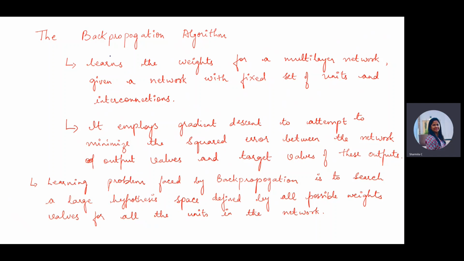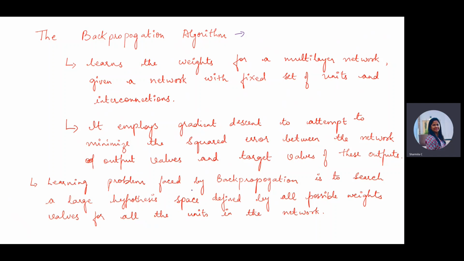The backpropagation algorithm employs gradient descent to attempt to minimize the squared error between the network output values and the target values of these outputs. It does not use a standard gradient descent algorithm, but rather a stochastic gradient descent to minimize the squared error between the network output values and the target output values.